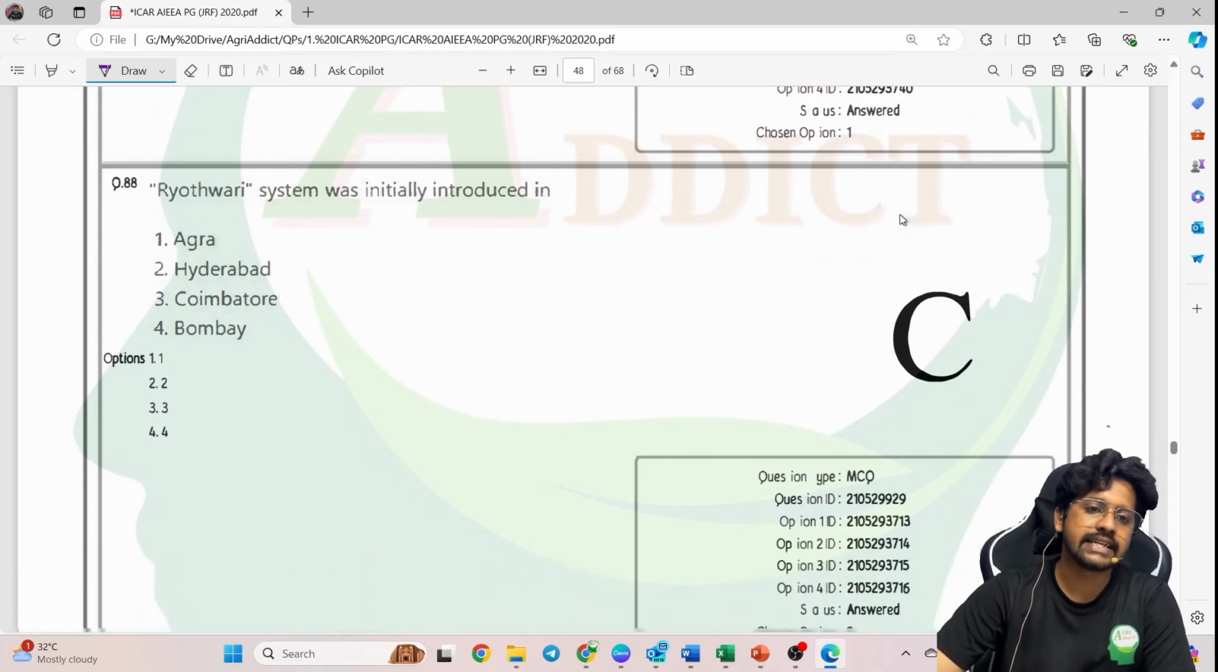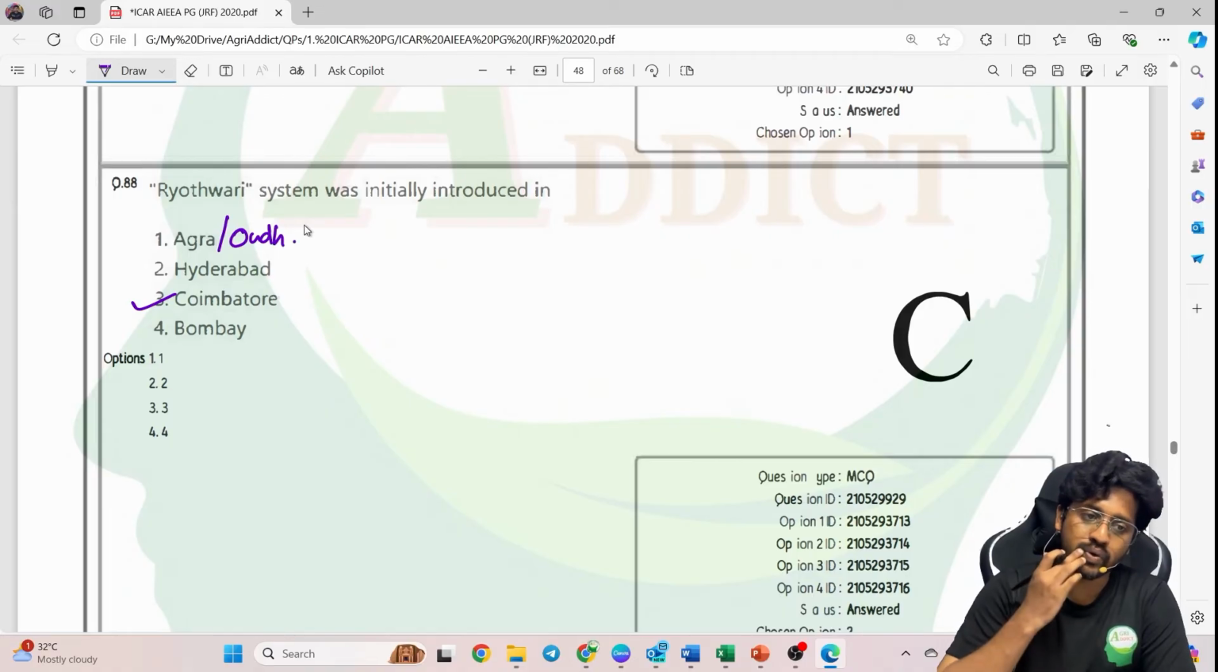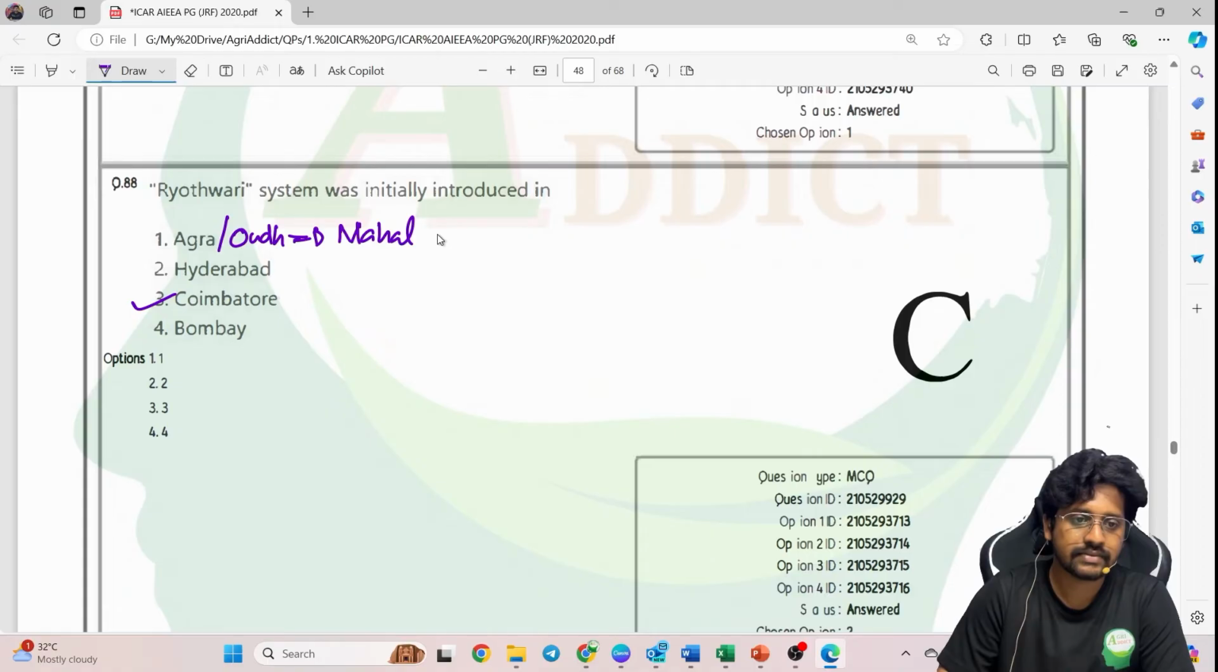Rayotwari system was initially introduced in, again another direct question. The Rayotwari system was initially introduced in Tamil Nadu, that is Coimbatore, and we can see that the Mahalwari system was started in Agra and Oudh. So in Agra and Oudh, Mahalwari system has started.